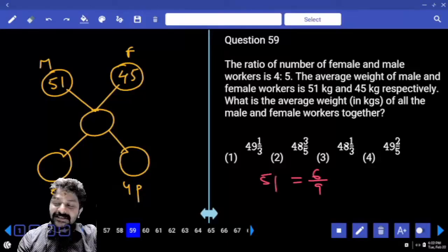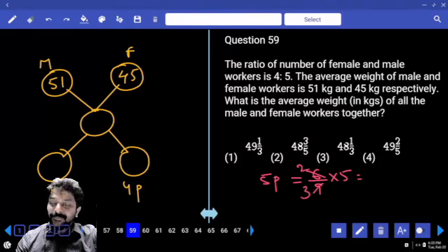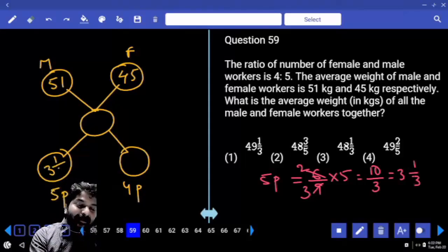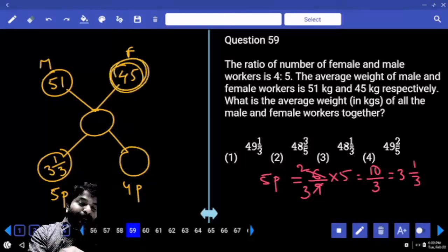Then 5 parts is equal to, into 5. Correct? Simplified form, this is 2 by 3 only. 10 by 3, which is equal to 3 1 by 3. So 5 parts is equal to 3 1 by 3. Then the middle number must be 45 plus 3 1 by 3. That is 48 1 by 3.